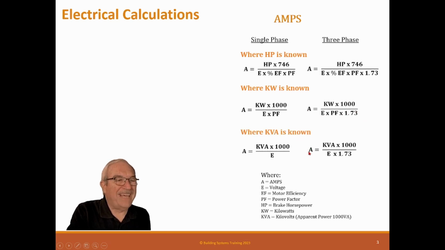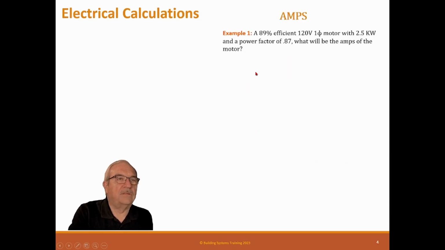And then where KVA is known, now KVA is the apparent power. It's volts times amps. It's the actual power that the power factor skews. So it's that angle of the power factor. It's that apparent power. You don't use it much. You probably won't ever calculate it unless you're trying to design something. If you're designing wire and everything, you need KVA, but otherwise, for us in the field doing mechanical systems, KVA doesn't matter much to us. But anyway, the formula is KVA times 1,000 over voltage, or three phase is KVA times 1,000 over voltage times 1.73. So let's do some calculation, some examples.